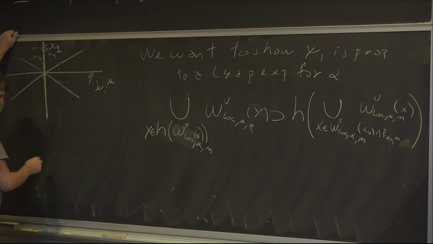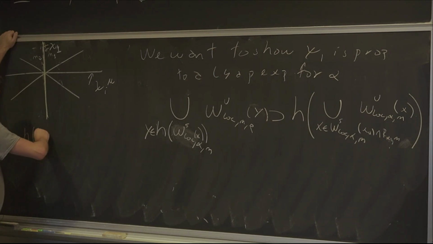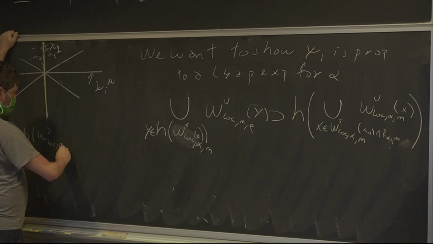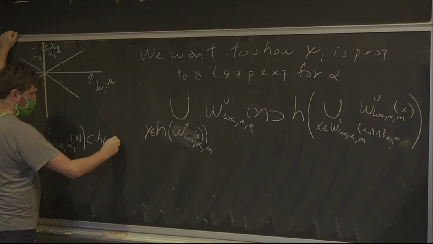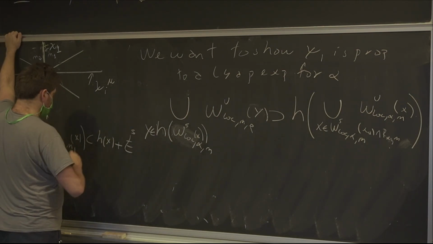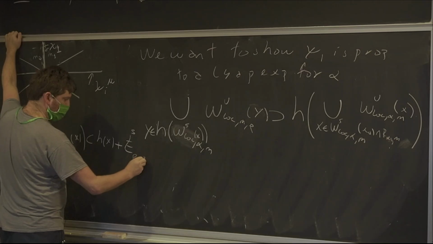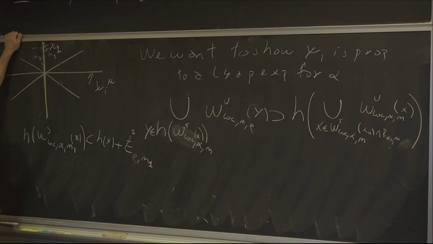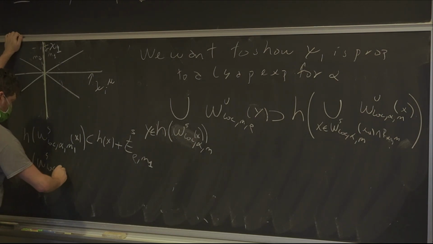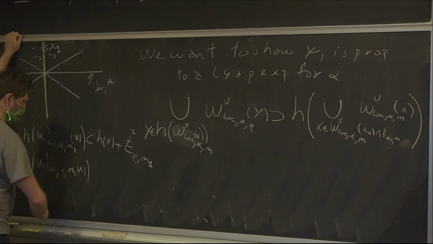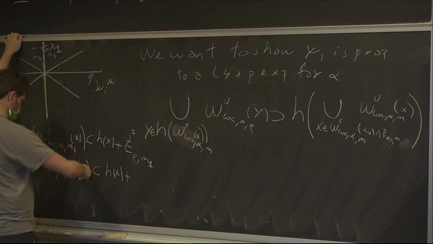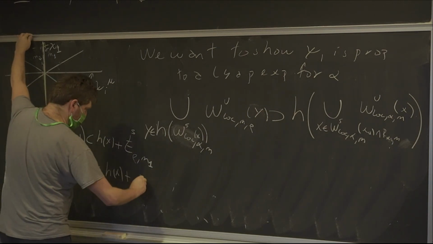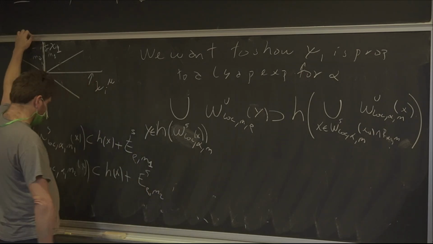So h of this is contained in h of x plus this space E^s rho n1, and when I do this, it is contained in h of x plus E^s rho n2.